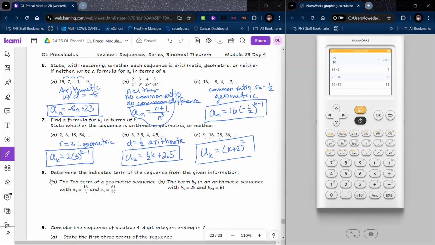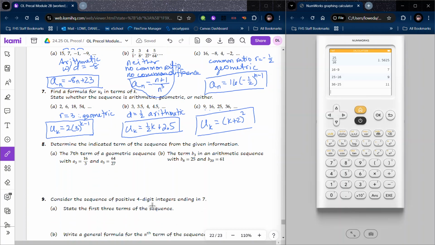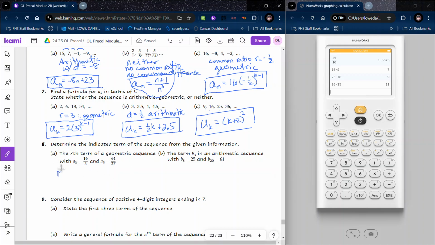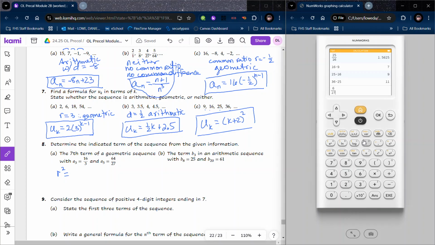All right, if I want to figure out the indicated term of the sequence from the given information, I can set up with determining the ratio if I'm geometric, determining the common difference if I am arithmetic. Okay, so I know that r squared, my common ratio squared, is going to be 64 over 27, all divided by 16 over 3.